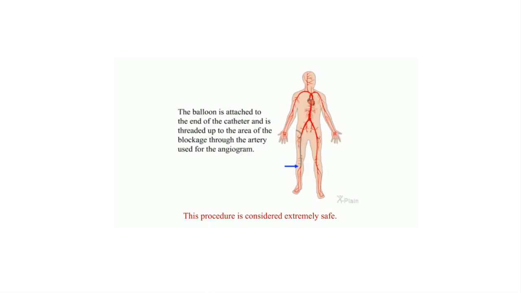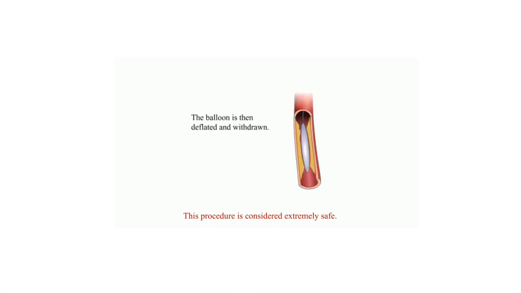The balloon is attached to the end of the catheter and is threaded up to the area of the blockage through the artery used for the angiogram. The balloon is then inflated to break up the plaque, which widens the artery, allowing more blood to flow through. The balloon is then deflated and withdrawn.